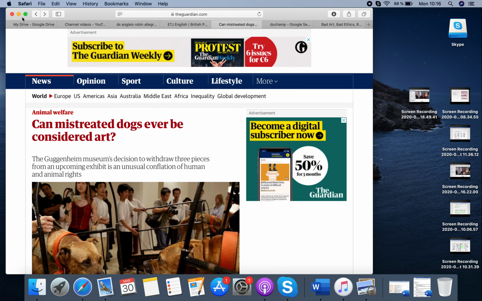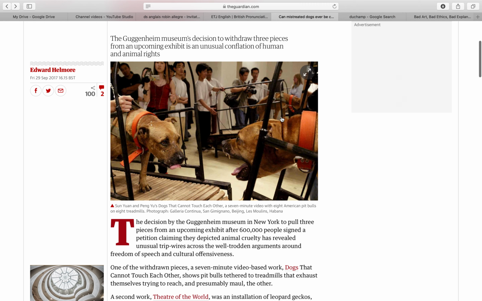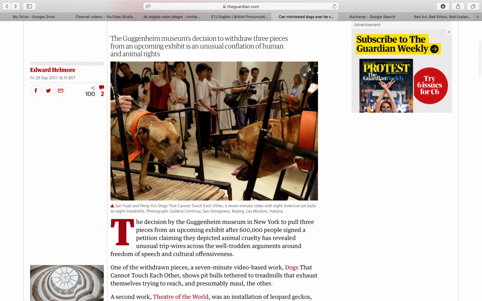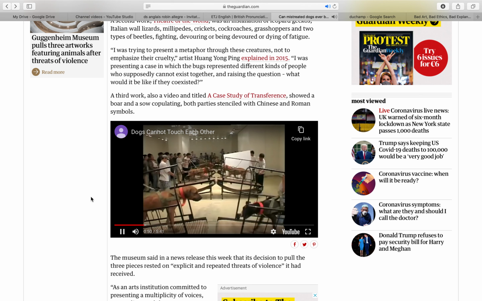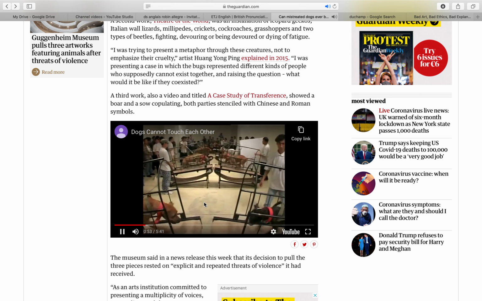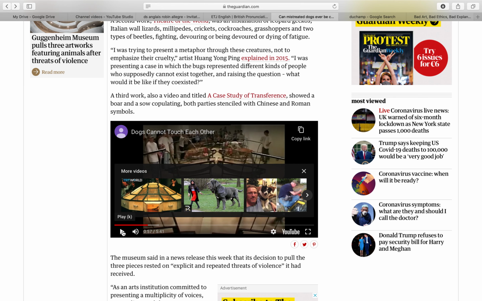So if you go onto the Guardian website, you can find this article, and they show you what this first piece of art was. So basically, 2 dogs were facing one another on a treadmill. I think they're pit bulls, they're very aggressive dogs, and they wanted to fight one another. So if you have a look at the video, those dogs were hurting, by trying to attack one another they could hurt themselves, and that's why people were offended by this piece of art. So I invite you to have a look.